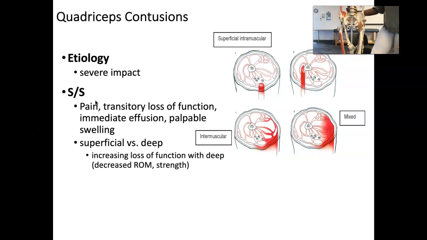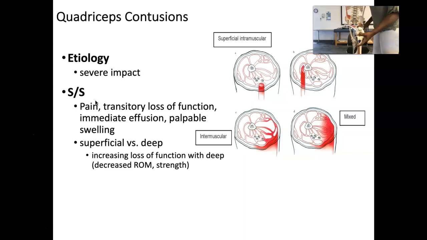Okay, so when I say pain, they're going to have pain to touch, obviously in the contused region, but they're also going to have pain with knee flexion range of motion. And the reason for that is what you can see here in this skeletal model: if I flex my knee, I'm going to be stretching the quadriceps mechanism, which is going to elicit pain in our patient, right?